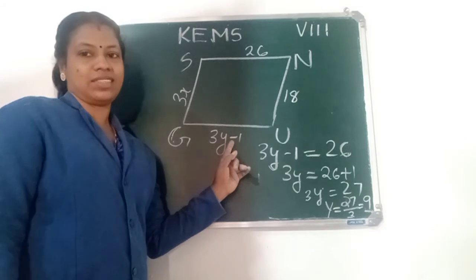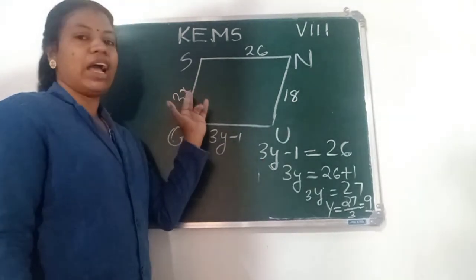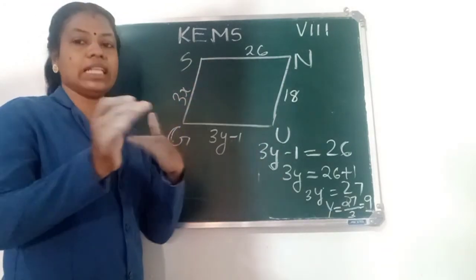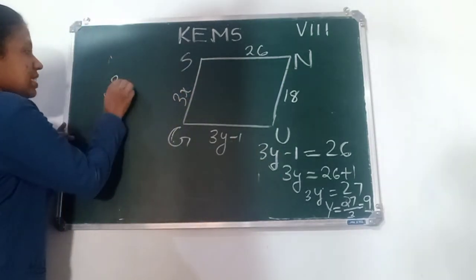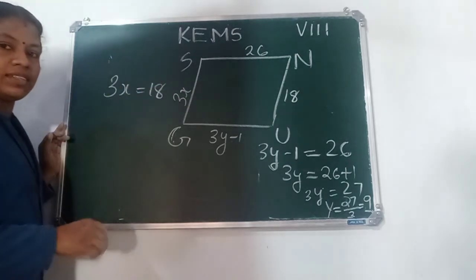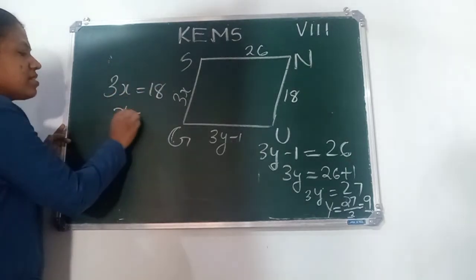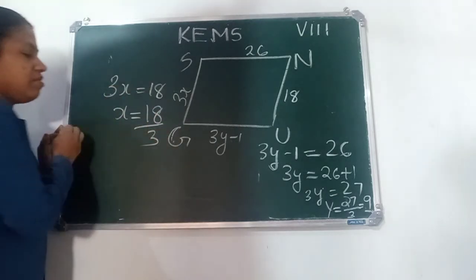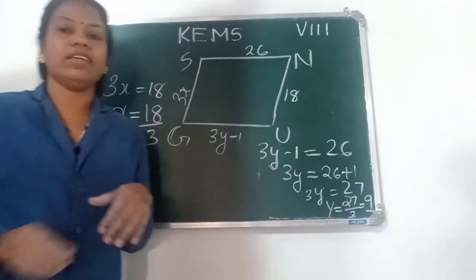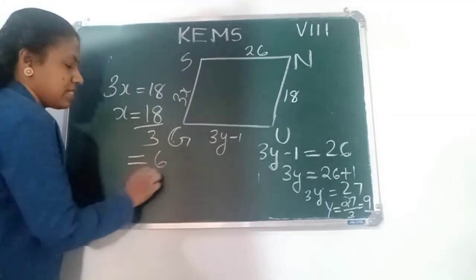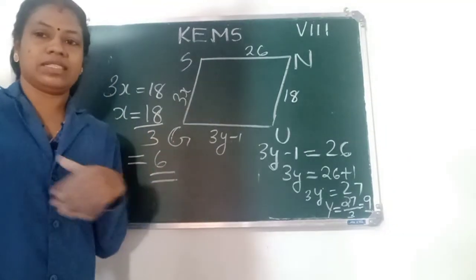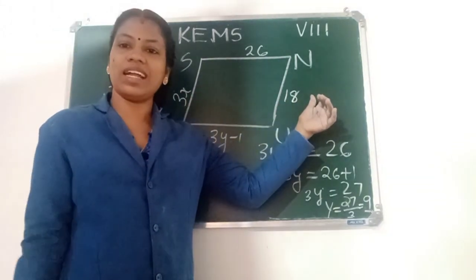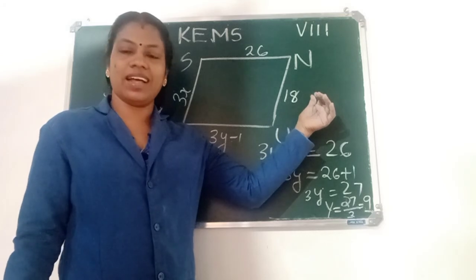Clear? Yes. Now we need to find the value of x also. So these two sides are equal. Equate those sides. That is 3x equal to 18. Then just find x. Shifting 3, it becomes divided by 3. 18 divided by 3 equal to 6. So the value of x equal to 6. Just put 6 into 3, 18. Both sides are equal. Clear?